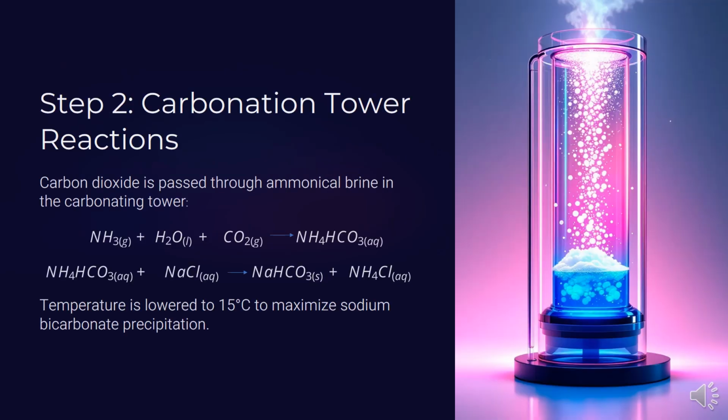Dear students, then comes step 2, carbonation tower reactions. In this step, carbon dioxide is passed through ammoniacal brine in the carbonating tower. Ammonia reacts with water and carbon dioxide from the ammoniacal brine to produce ammonium bicarbonate, which is in dissolved form in the solution. That ammonium bicarbonate further reacts with sodium chloride to produce two salts, sodium bicarbonate and ammonium chloride.